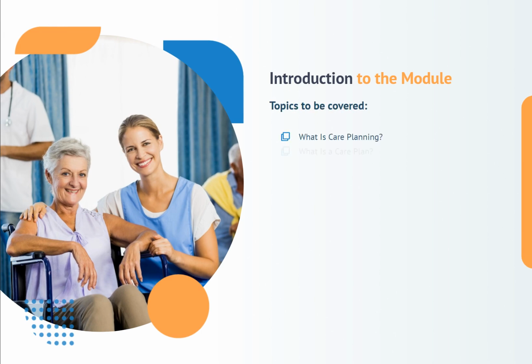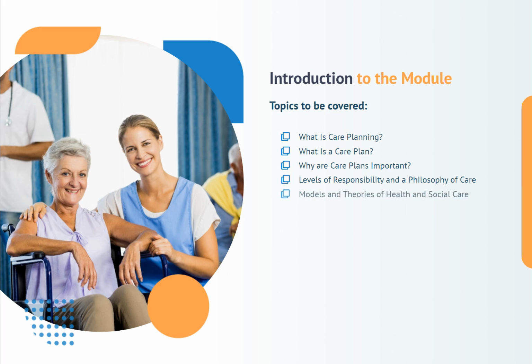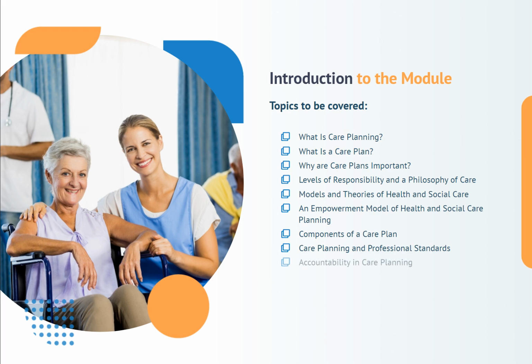Topics to be covered. What is care planning? What is a care plan? Why are care plans important? Levels of responsibility and a philosophy of care. Models and theories of health and social care. An empowerment model of health and social care planning. Components of a care plan. Care planning and professional standards. Accountability in care planning.